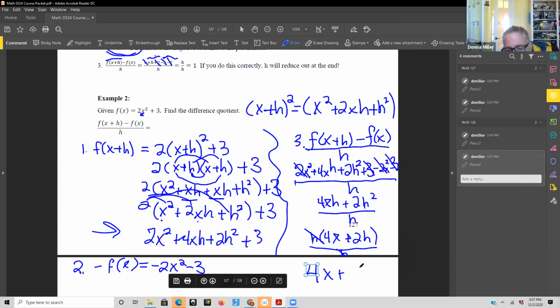Okay, so that would be evaluating the difference quotient. That would be my final answer. This will have meaning to you when you get to 1325. It's what they call the derivative. If I take the limit as h goes to 0, it represents the instantaneous rate of change of a function. So that'll have meaning for you when you get to 1325.